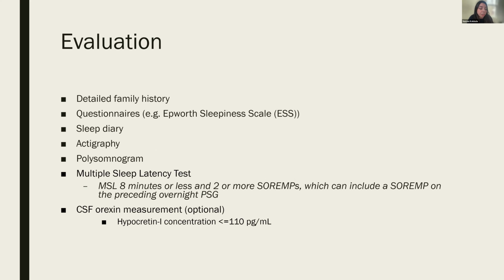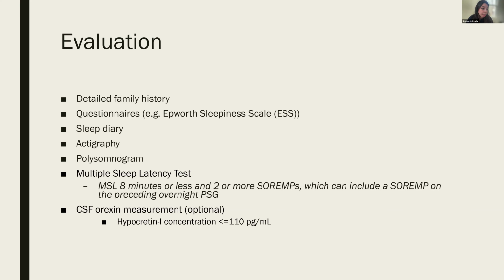The evaluation of narcolepsy is pretty extensive. Of course, you do want to get a good family history. You can use questionnaires like the Epworth Sleepiness Scale. Our institution does sleep diaries and actigraphy. I do know that other institutions may not use that, but PSG and multi-sleep latency test is a must.